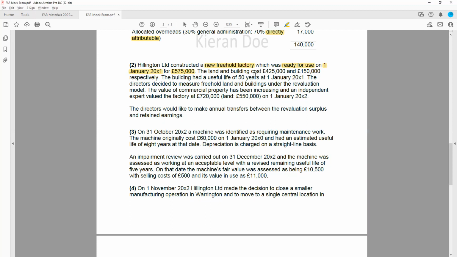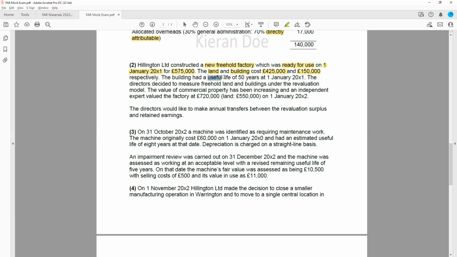So the land and building cost, and we're told the two amounts respectively. So we know what the land cost, 425k, and we know what the building cost, which was 150k. So therefore you can see the total together, broken down between land and the building. And we need to know that because the building is depreciated, but the land isn't.